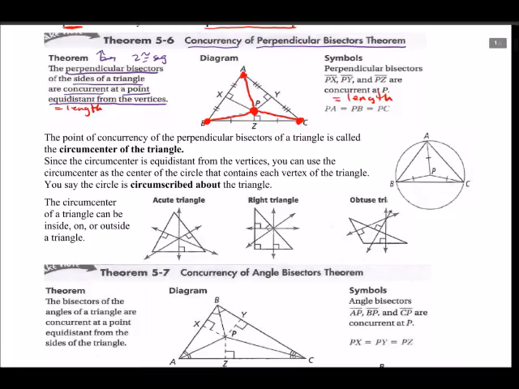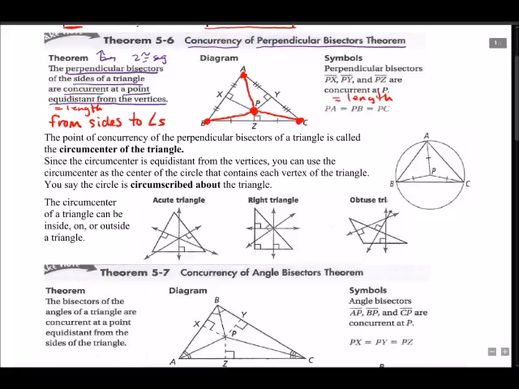So this theorem goes from the sides to the angles. So we're using the sides and going to the angles. And then we know that all three of these segments are the same length. Now, what's special about this point? Why do we care about this point?